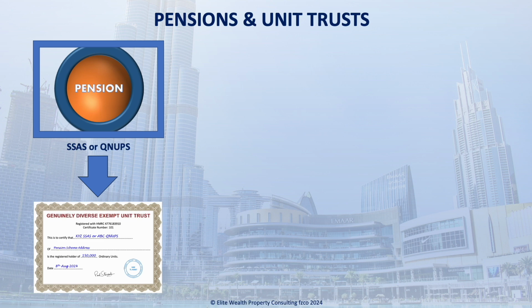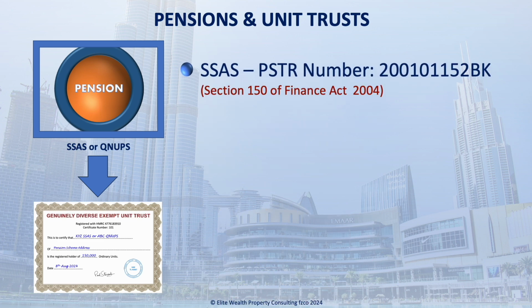So first thing is, if it's a SSAS, it'll have a pension scheme's tax reference number. And that basically is a number issued by HMRC through Section 150 of the Finance Act 2004. It's a statutory stamp upon the structure to say that it will pay no tax on returns made on investments. So whatever happens to those units in terms of growth, there'll be no tax to pay.